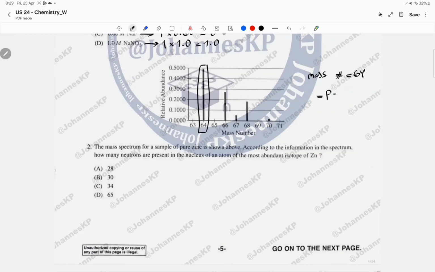And mass number is equal to proton number plus the neutron number. The question now is, what is the proton number of zinc? And if you pull up the periodic table, you will know that it is 30. So we're going to say 64 is equal to 30 plus N, so N is equal to 34. We have 34 neutrons.